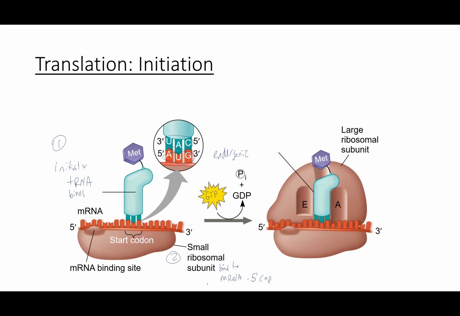Once the small ribosomal subunit has bound to the mRNA, then the large subunit comes in, and it's going to bind. So now we have completed the translation initiation complex. This consists of the two ribosomal subunits, the small and the large. It consists of the mRNA, the initiator tRNA, and there are also some initiation factors, which are like transcription factors, which are just proteins. So we have a complete translation initiation complex of the ribosomal subunits, the mRNA, the tRNA, and the initiation factors.